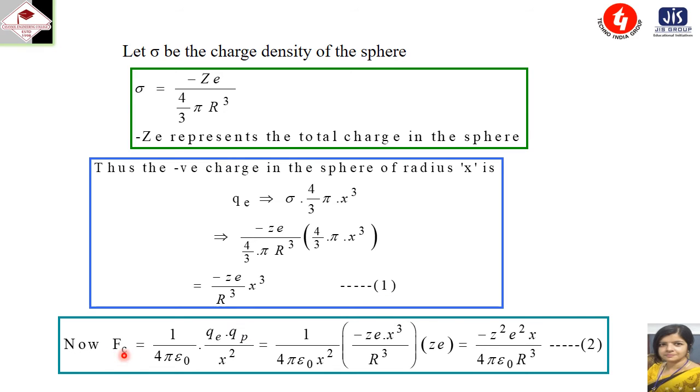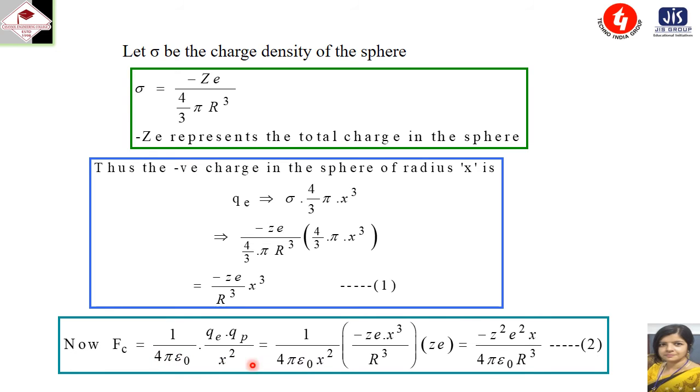Now the Coulomb force, that is equal to what? We know Q1 Q2 by 4 pi epsilon 0 r squared is the expression for the Coulomb force, but here we are writing it in this way, that is QE and QP over 4 pi epsilon 0 x square.